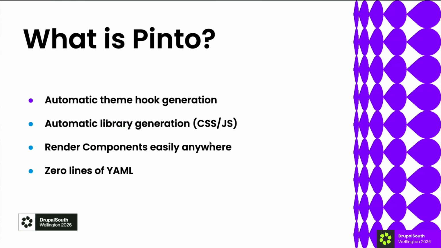So Pinto is really highly focused on the developer experience, reducing boilerplate, improving reusability, improving maintainability. You basically define a component and automatically everything behind the scenes is created for you. You're not interacting with render arrays, you're not messing around with YAML, and rendering a component will automatically attach anything that you've told Pinto that is required. So CSS, JavaScript, dependent libraries from other modules or themes, things like that.